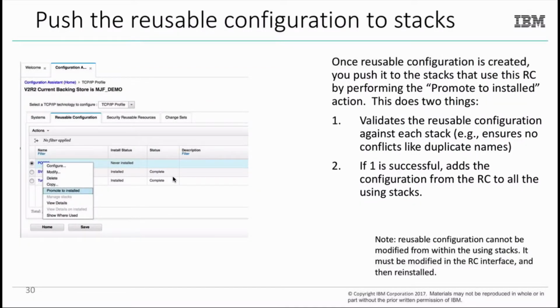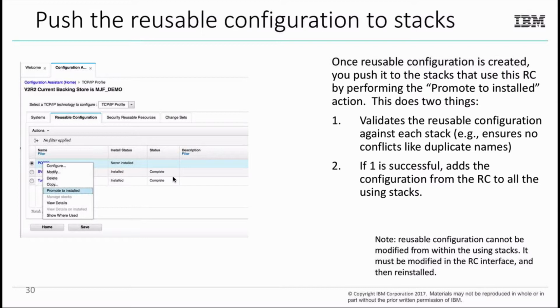So here I am in the Reusable Configuration tab, and you can see that my ports Reusable Configuration is the first one. It has an install status of never installed. What we have to do is we have to install it in the stacks. This is what pushes it to the stacks. And the action for that is promote to installed. When you do promote to installed, two things happen. First thing we do is we validate the reusable configuration.